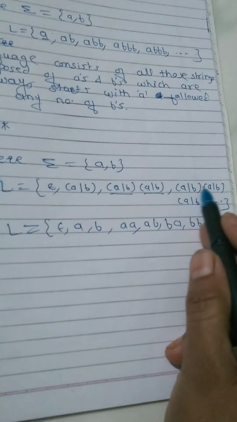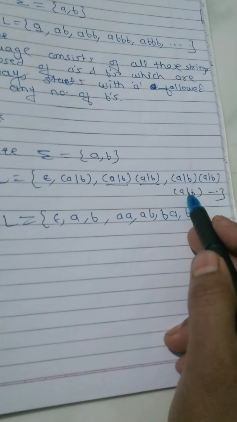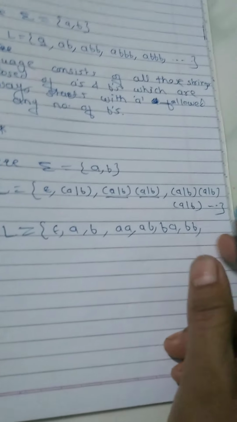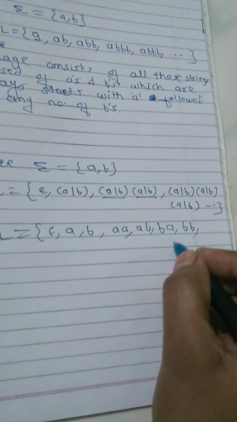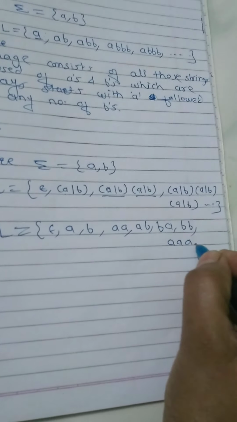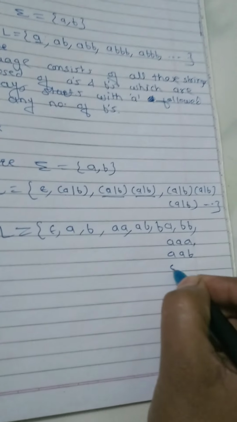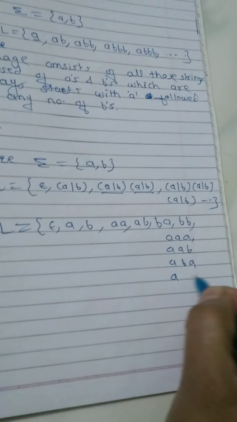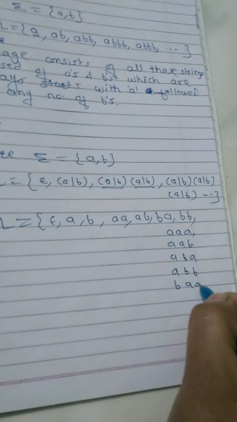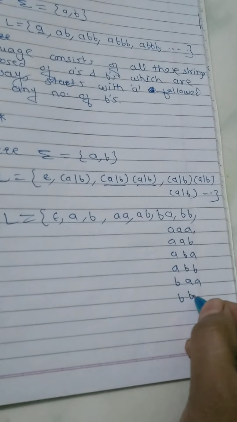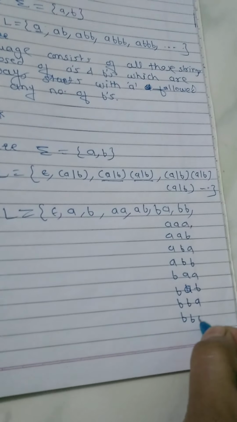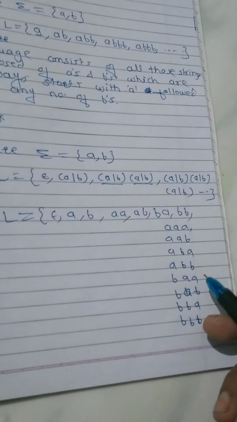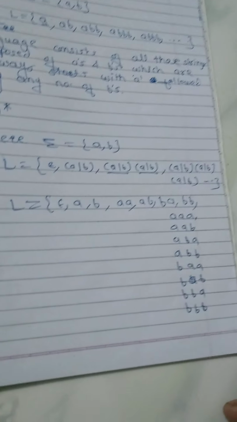Similarly, for the next type, 3 appearances, we will get a total of 2 raised to power 3, that is nothing but 8 strings. You know that combination very well. So I will write here first AAA, AAB, then ABA, then ABB, then BAA, then BAB, then BBA, then BBB. Okay, 1, 2, 3, 4, 5, 6, 7, 8. So you can write the strings here.